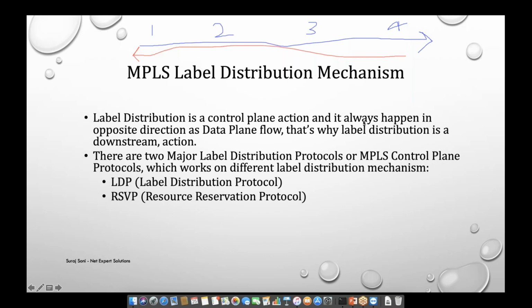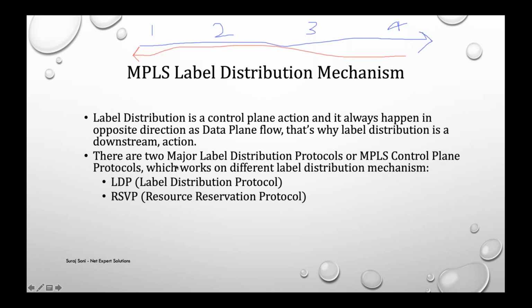So label distribution is a control plane action. It always happens in the opposite direction to the data plane flow. That's why label distribution is a downstream action. So when we say label distribution is downstream, it is traveling from the end point, the end device, to the first device. So it's opposite. Usually we go upstream to downstream, but the control plane will be downstream to upstream. Let me get into the label distribution part, then I will explain how this will work in the opposite direction.